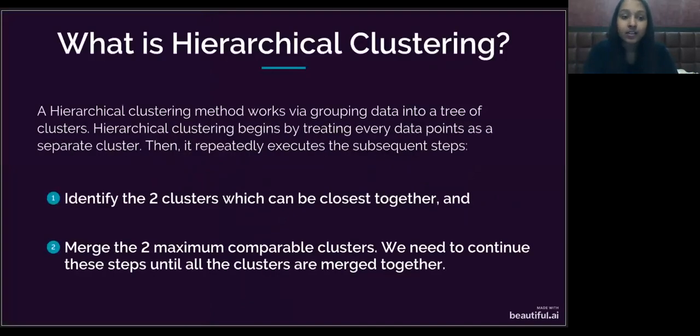A hierarchical clustering method works by grouping data into a tree of clusters. Hierarchical clustering begins by treating every data point as a separate cluster. Then it repeatedly executes the subsequent steps. Identify the two clusters which are closest together and merge the two most comparable clusters. We need to continue these steps until all the clusters are merged together.